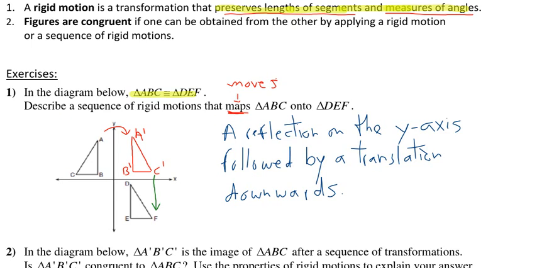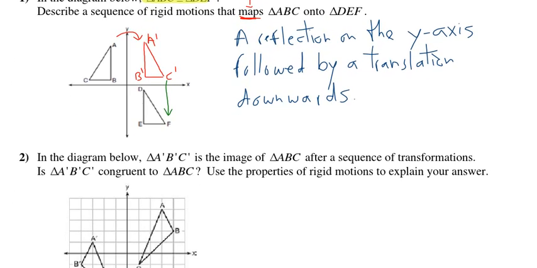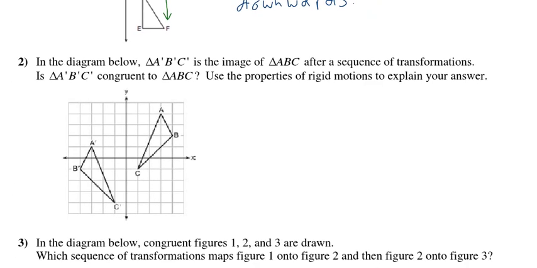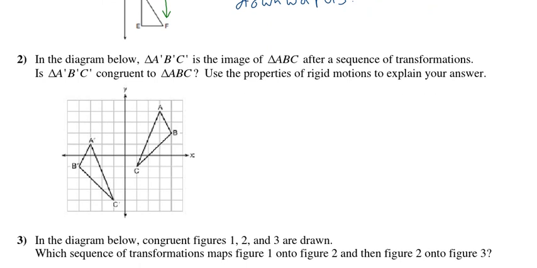And we're now going to exercise number 2. In the diagram below, triangle A prime, B prime, C prime is the image of triangle ABC after a sequence of transformations. Is triangle A prime, B prime, C prime congruent to triangle ABC? Use the properties of rigid motions to explain your answer.